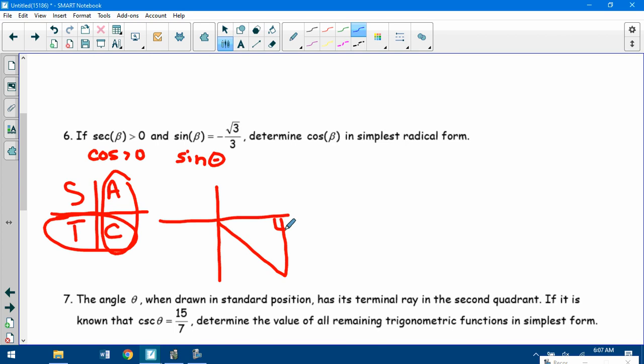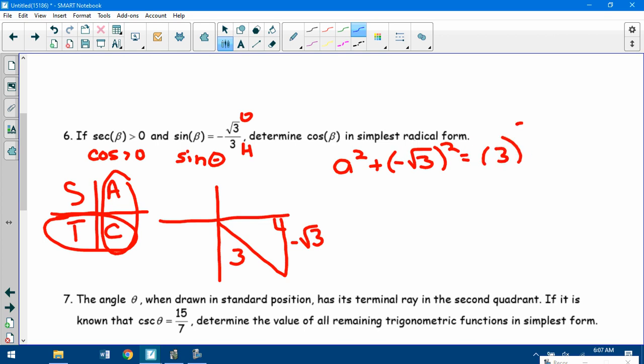And then opposite over hypotenuse. Make the side negative that you know should be. This is negative radical 3. The hypotenuse is over here. That's 3. So we want to find our other side. So a squared plus negative radical 3 squared equals 3 squared. Now, a mistake I keep seeing is not putting parentheses around this piece. Remember, anytime you square a negative, it becomes positive. So this would really be a squared plus 3, because radical 3 squared is 3, but the negative goes away, equals 9.